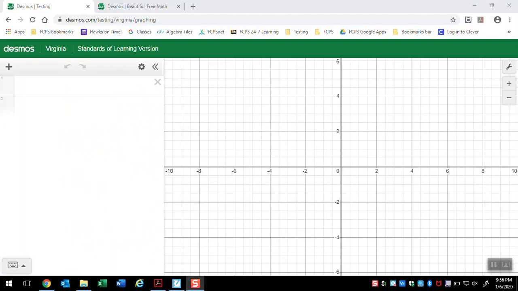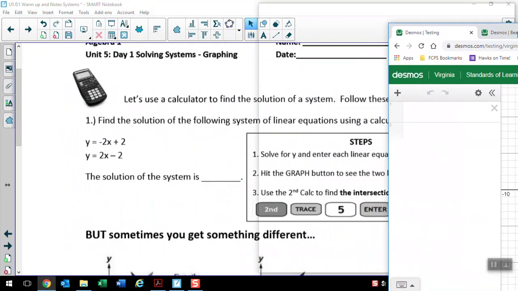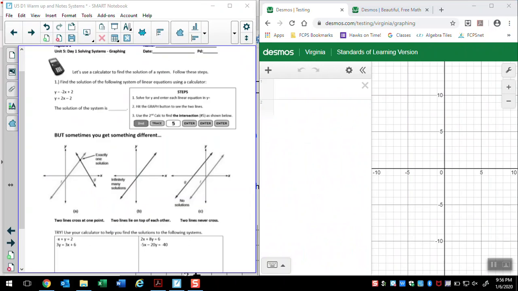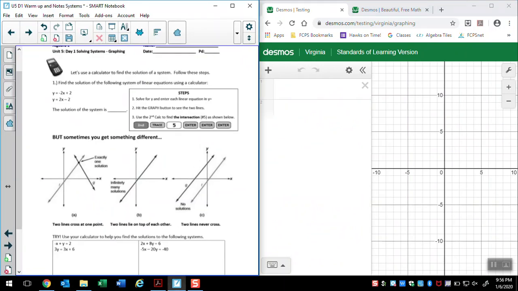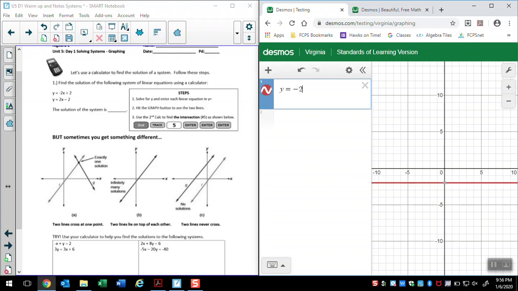Okay, I have the calculator up and running now. So now, I'm going to pull this over here to the side, and we're going to take a look at this. So mine's kind of small, but you can look at your paper. We've got these two equations here. I can come over here to Desmos, and I can type them both in. So y equals negative 2x plus 2. And it graphs the line for me.